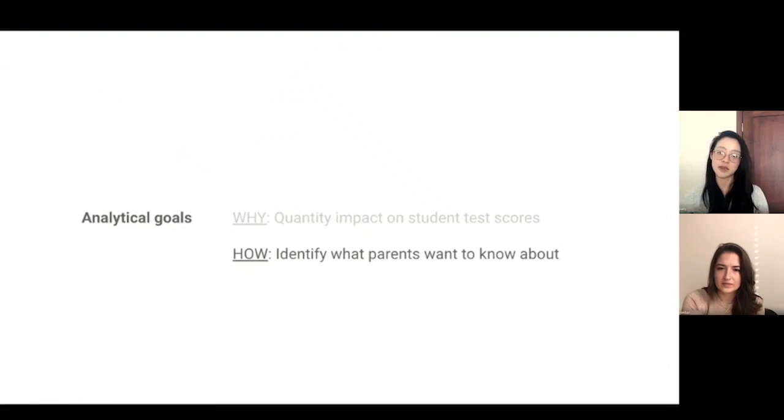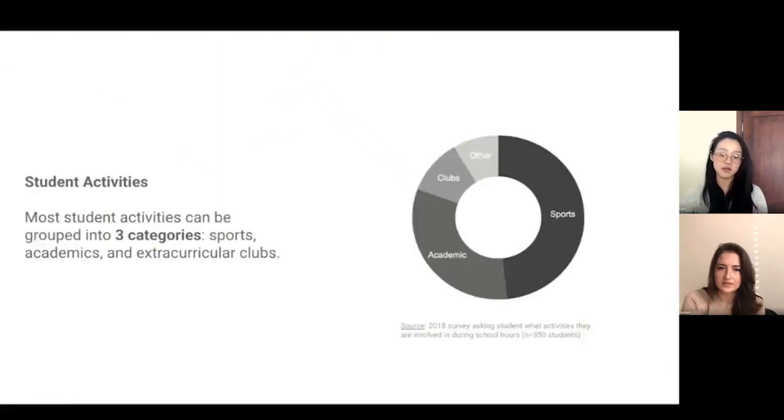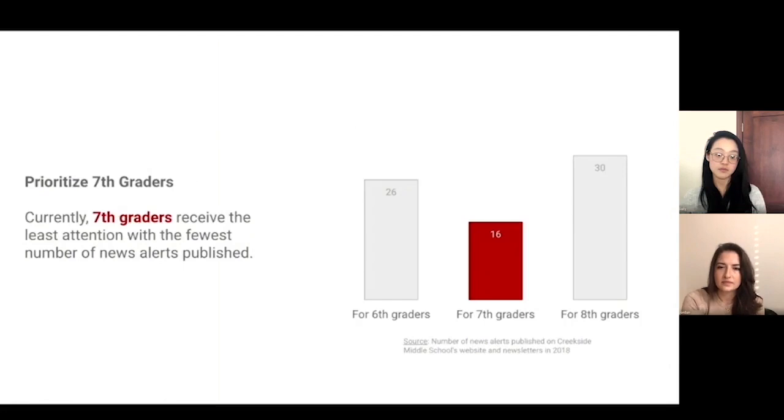What are the things that the parents would want to know about? So this data comes from a survey in which we asked students what kind of activities they are involved in. And most student activities can be grouped into the following three categories: sports, academics, and extracurricular clubs. And what's interesting is if we looked at the news alerts that are sent out, these are the things that the parents are notified about currently, and broke it down from 6th graders, 7th graders, and 8th graders, we found that the 7th graders received the least attention. They had the fewest number of news alerts published.